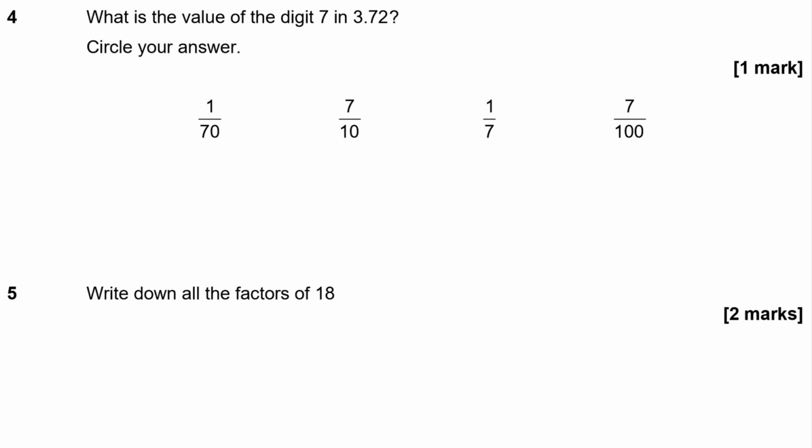Question 4. What is the value of the digit 7 in 3.72? Circle your answer. Okay, so the 3 is in the units column and the 7 is in the tenths and the 2 is in the hundredths. So that 7 there is going to be 7/10. It's that one there, isn't it?